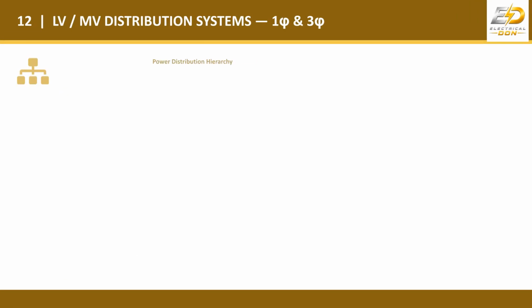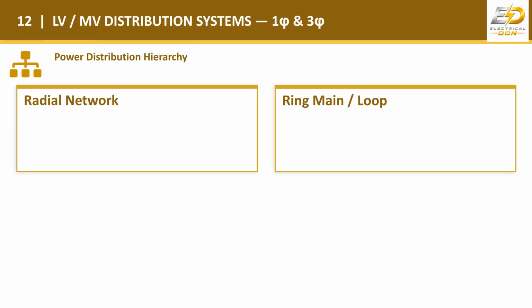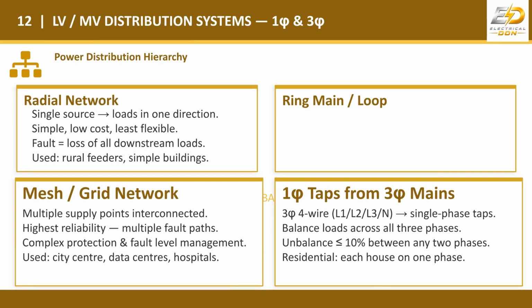The power distribution hierarchy ranges from high-voltage transmission down to low-voltage end use. This system facilitates the transformation of electricity through substations to meet diverse single-phase and three-phase needs. Distribution networks include radial, ring main, and mesh/grid systems, offering varying levels of reliability and complexity. Single-phase loads, common in residential areas, are often supplied by taps from three-phase mains, requiring careful load balancing.